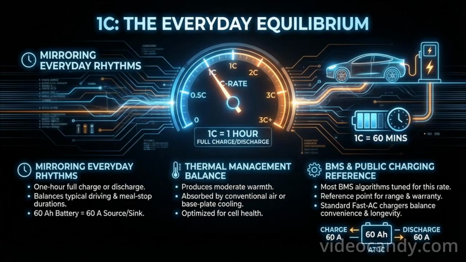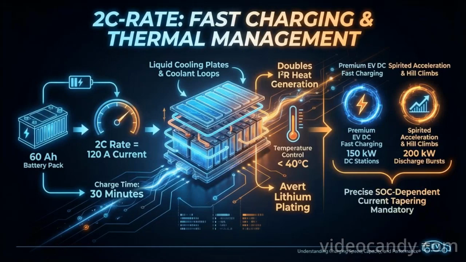A 1C rate represents standard charging or normal discharge. It's a moderate rate, producing acceptable heat while balancing charging time and battery health. Many EV batteries and their BMS are designed to safely handle 1C during everyday driving. Some fast AC or DC chargers also operate close to this rate for convenient yet safe charging.